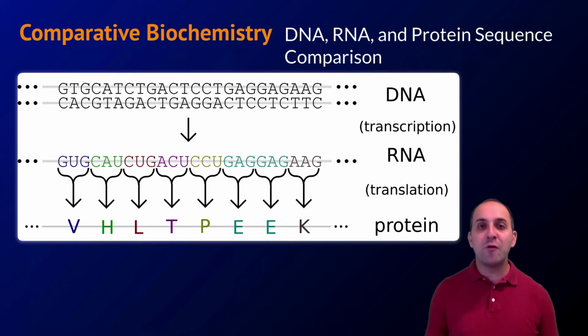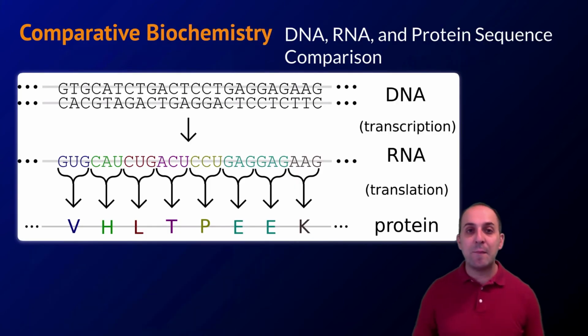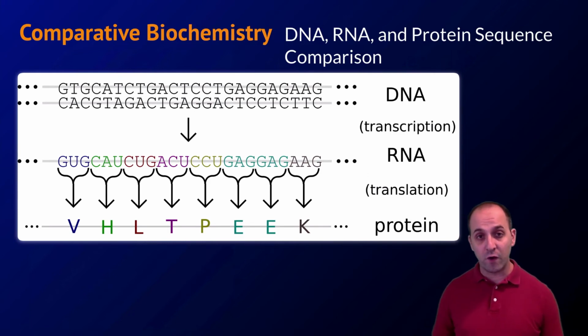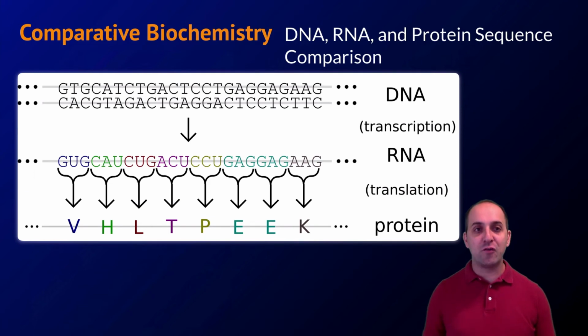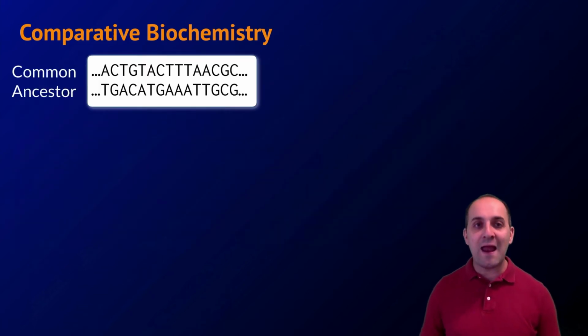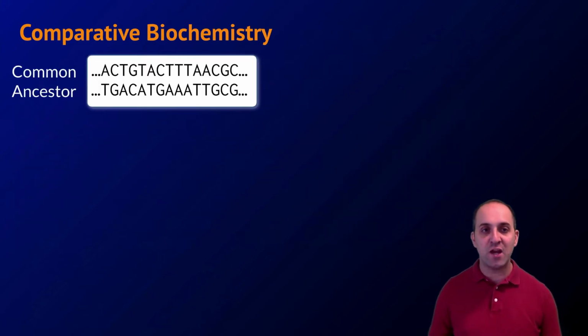When talking about comparative biochemistry, what we're really interested in is comparing the DNA sequences, RNA sequences, and protein sequences of different organisms. We've discussed this graphic before. It shows how information flows in cellular systems from DNA to RNA to protein. What's useful about this when investigating evolutionary relationships is to look at how these sequences change over time.